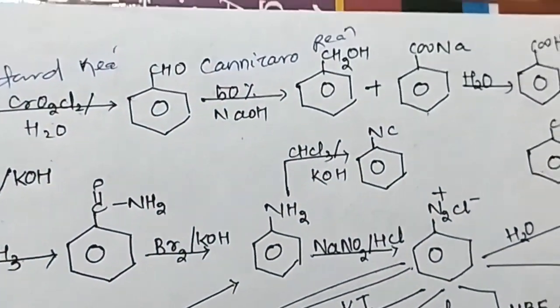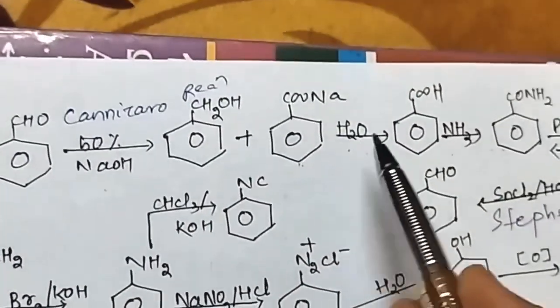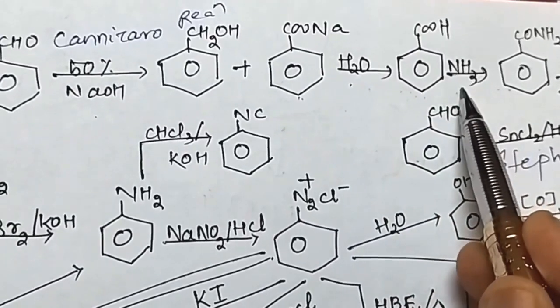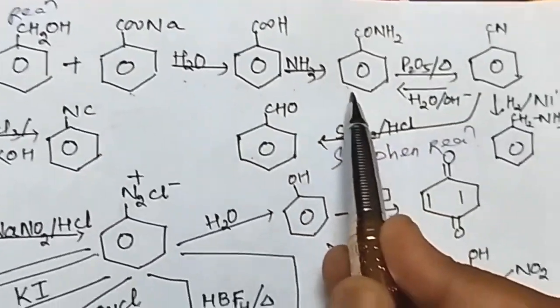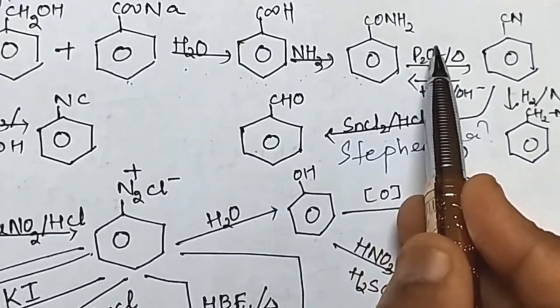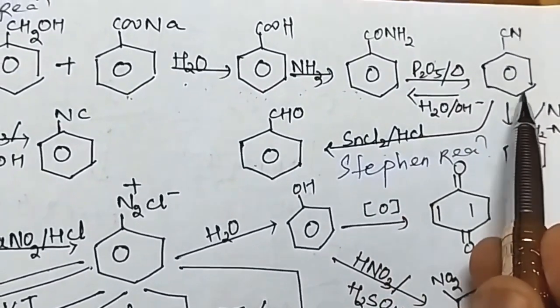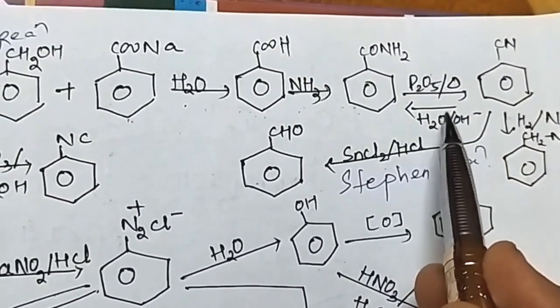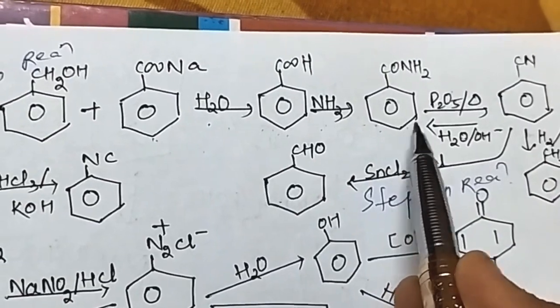And when sodium benzoate is hydrolyzed, then benzoic acid is formed. When benzoic acid is treated with NH3, then benzamide is formed. When benzamide is treated with P2O5, a dehydrating agent, then cyanobenzene is formed. When cyanobenzene is hydrolyzed, partial hydrolysis occurs, then benzamide is formed.